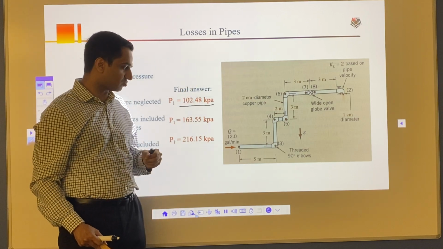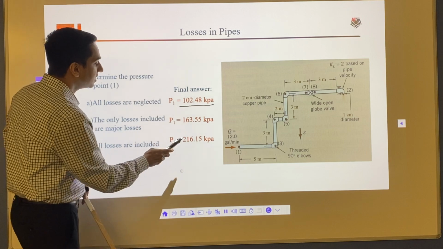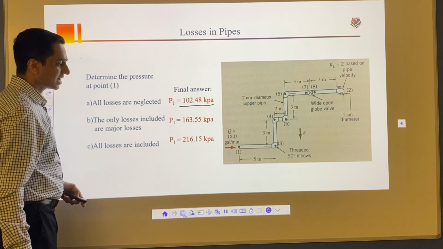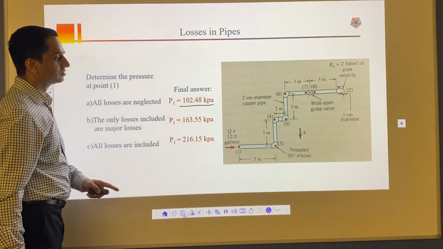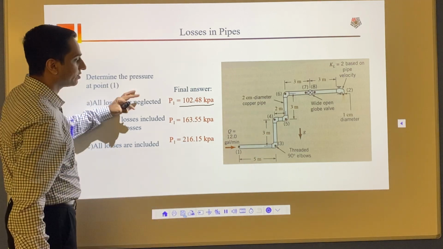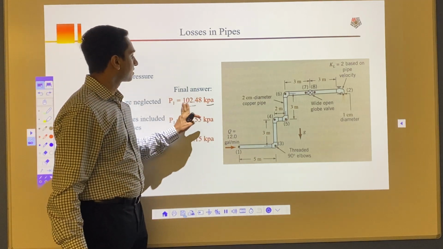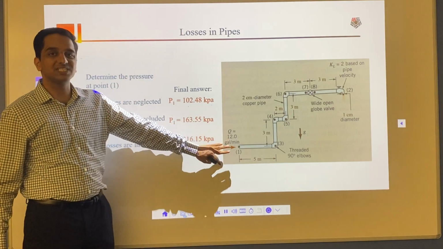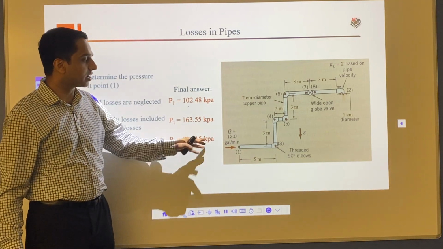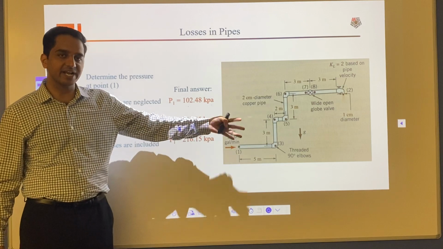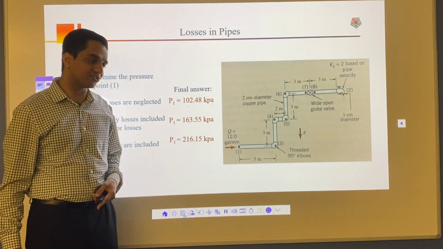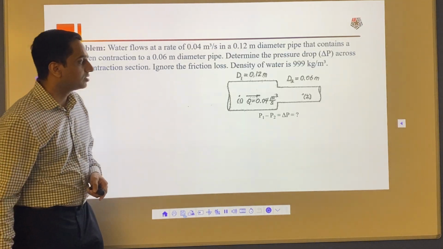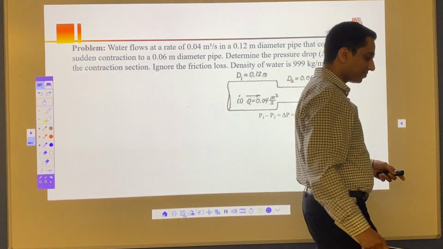That's how you can compare these values. So here I have 102,000 as the first answer, then I have with friction, and then I have 216,000 Pascals, all losses included. And that's why it is very important to calculate these losses. Without these losses, you won't be able to design an efficient system. That's why we need to understand these losses, friction and kinetic energy and everything that happens. If you want to design an efficient system, you want to know how to calculate all these losses. So that's the important problem. That one is from the book. Now let's move to the next problem.